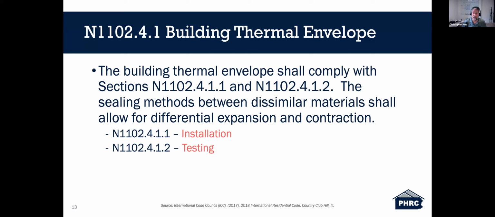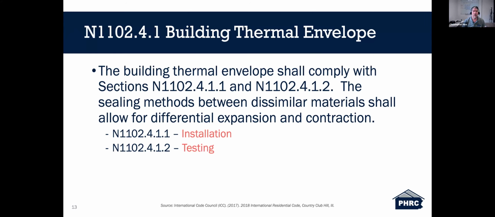...being the installation of materials and the testing methods. It also goes on to state that sealing methods between dissimilar materials shall allow for differential expansion and contraction. All the materials have to be compatible with each other. Not only do they have to be compatible with the installation process itself, but they need to be compatible for the longevity of those products being installed on those dwellings. And that takes into case here, the sealing methods between dissimilar materials shall allow for differential expansion and contraction.